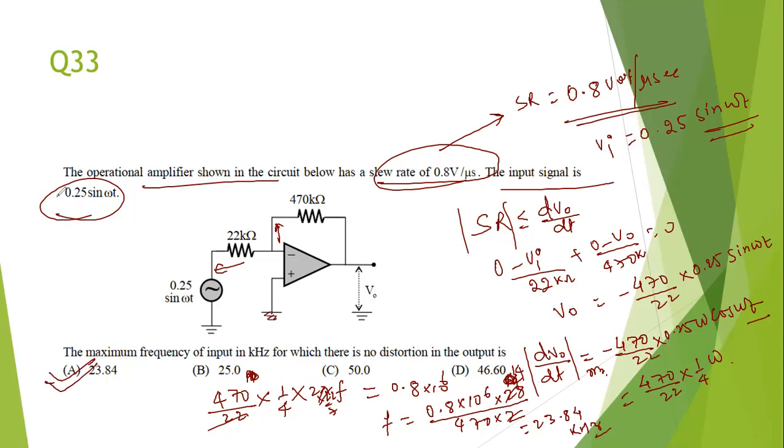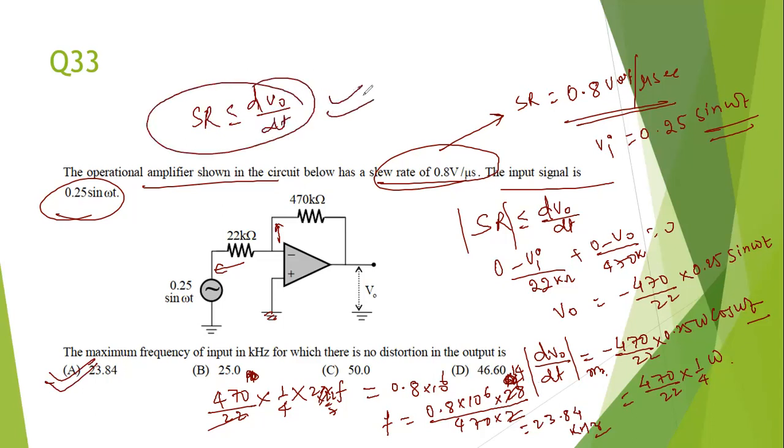So slew rate is the maximum rate of change of output with respect to time, and you will get the output. Now come to the next question, question number 34.